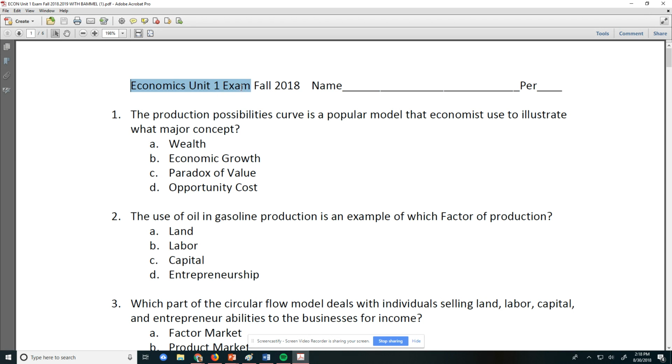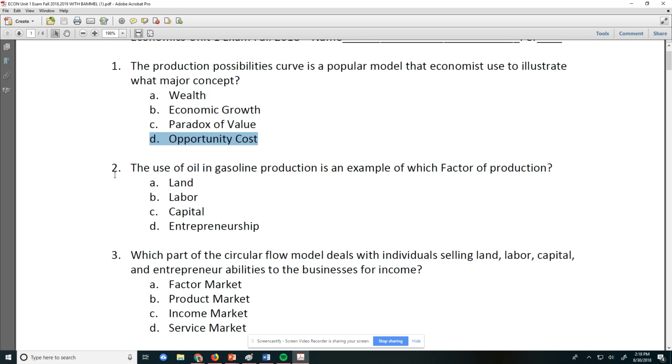Economics, Unit 1, Exam, Fall 2018. Number 1. The production possibilities curve is a popular model that economists use to illustrate what major concept? Wealth, economic growth, paradox of value, opportunity cost.